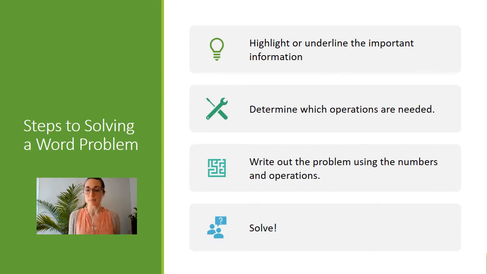And that's how we get to step 3. We write out the problem using numbers and operations. So it becomes a number problem rather than a word problem. And then with that information, we can solve.